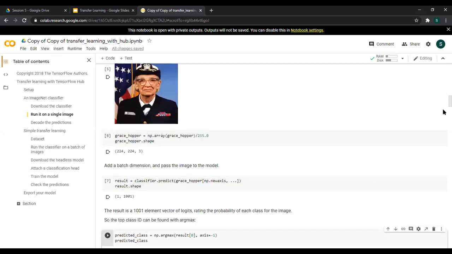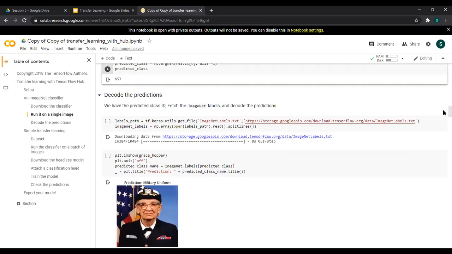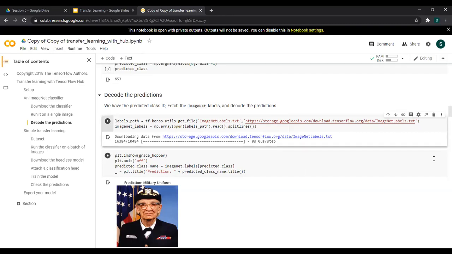So now that we have all that ready, we can now decode the predictions. Basically, this is going to predict what the class name is for this Grace Hopper image. We're going to be first downloading the data. We're going to be fetching the ImageNet labels first.